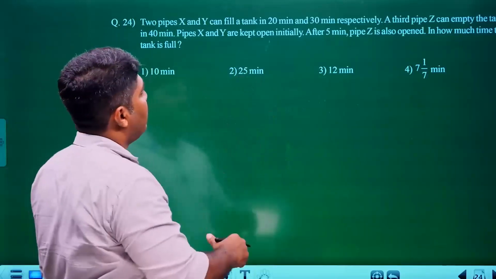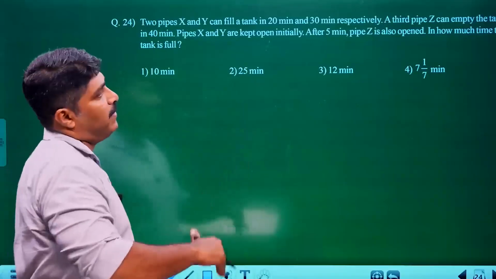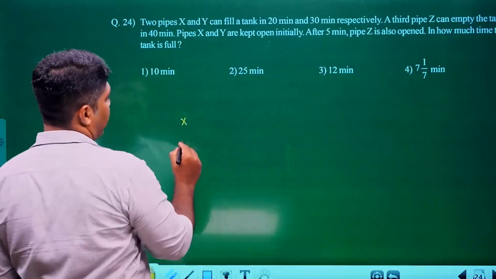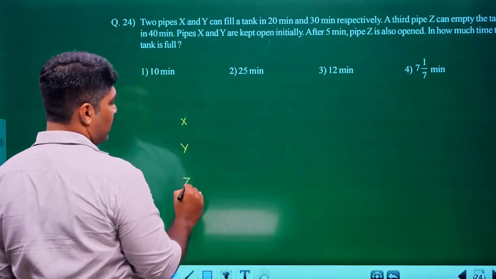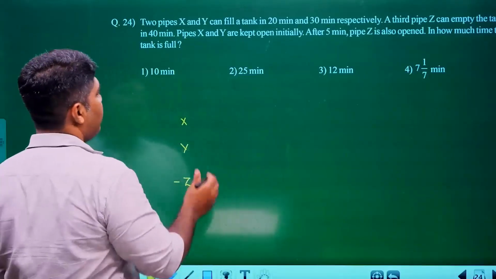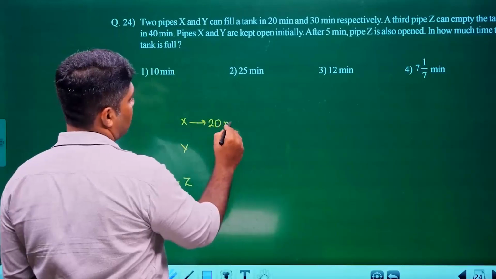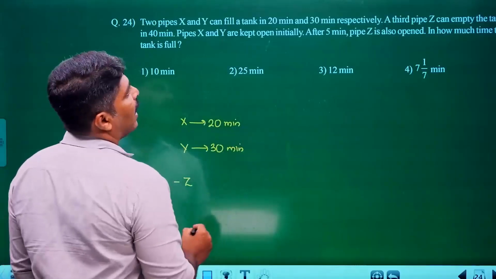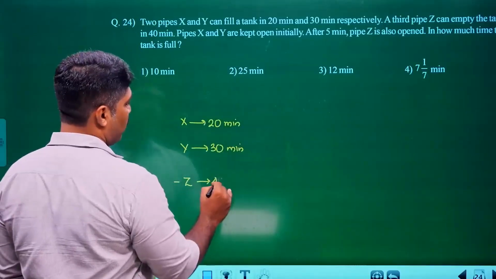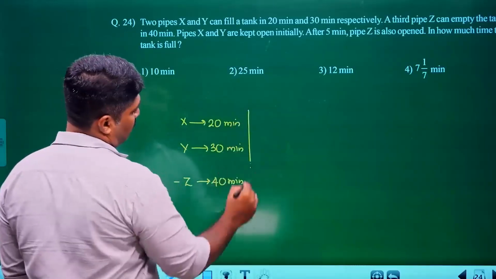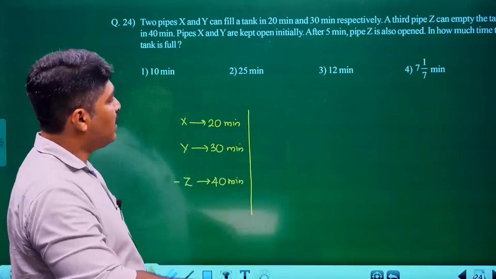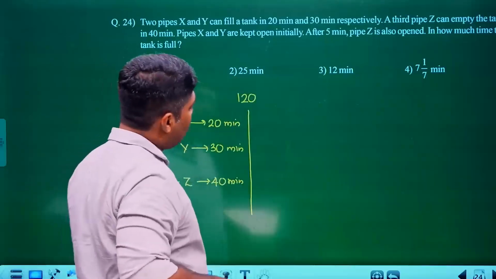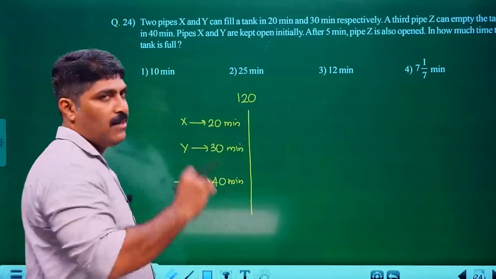For these types of efficiency-wise questions, first you have to frame the efficiency-wise relationship between these quantities. Here, X and Y are inlet pipes, Z is an outlet pipe. Got it? So the time taken by X is 20 minutes, Y is 30 minutes, and Z we also have to include here, that is 40 minutes. So you just think about the LCM of these three quantities, 40, 30 and 20. What will be the LCM here? So that is 120.